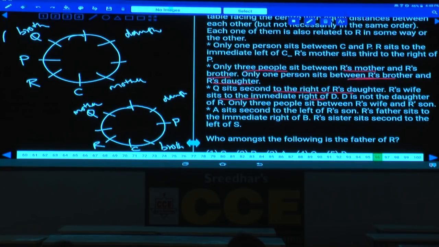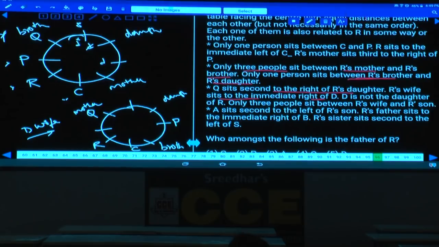Now sir, R's wife sits to the immediate right of whom? Immediate right of D. D and the wife must be like this, isn't it? As D and wife are like this, D cannot be here, cannot be here, cannot be here, cannot be here. Then can D be at this place, tell me? In between brother and daughter. No. If D is here, then wife must be Q, which is not possible. Hence D cannot be at this place. As D cannot be here, can D be at this place? D is not the daughter, that's clearly given. D cannot be here. Can D be at this place? No. Why?